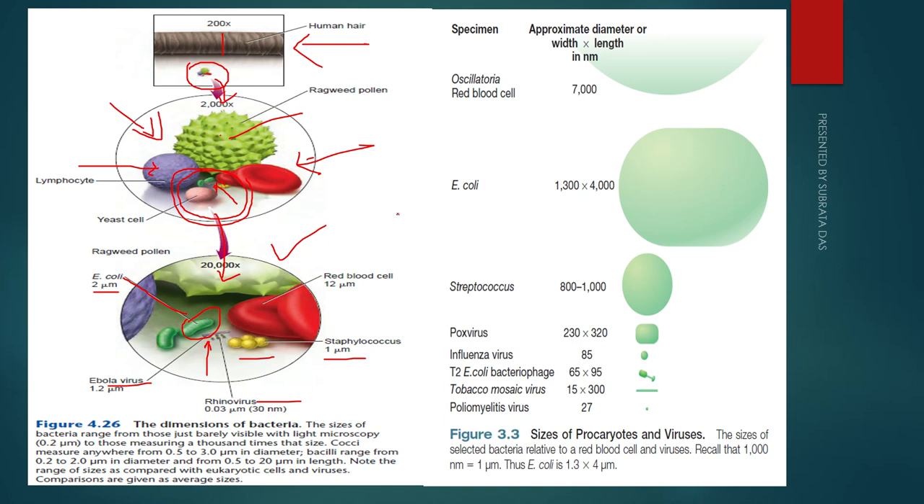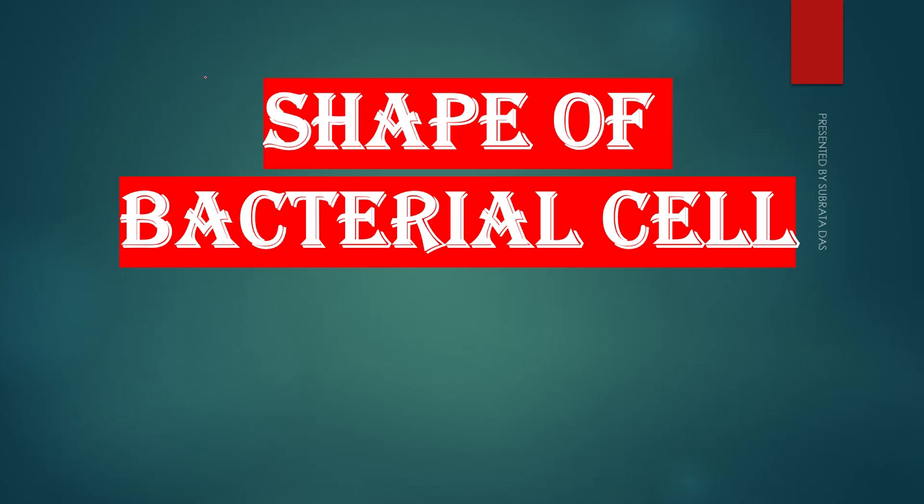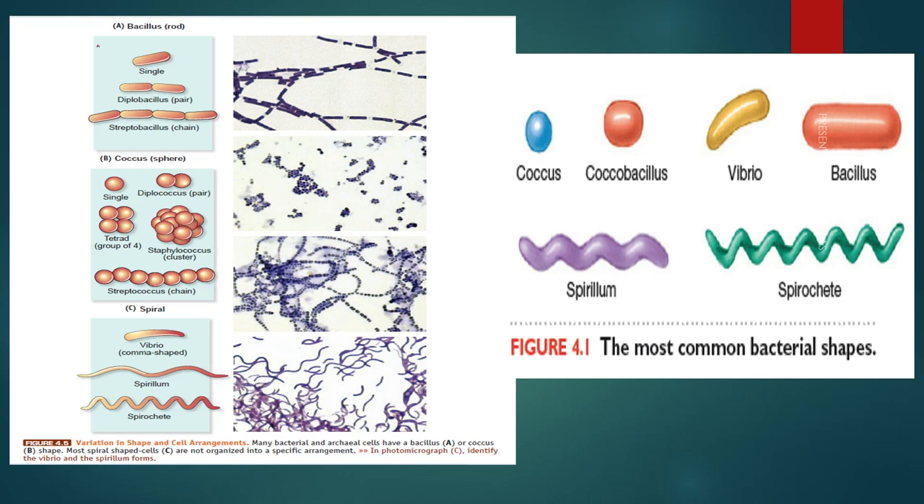Okay, so this is the size of the bacterial cells, and next we will discuss the shape of the bacterial cell. The main five shapes are there for bacterial cells. First one is the bacillus, that is rod shaped, and coccus, that is spherical shape, and spiral, under which there is the vibrio shape, spirillum or spirochete. So here we can see the coccus shape, that is round, and this is the rod shaped, that is a bacillus.